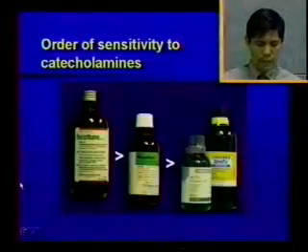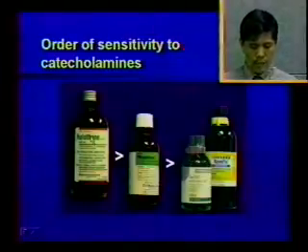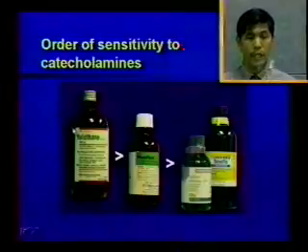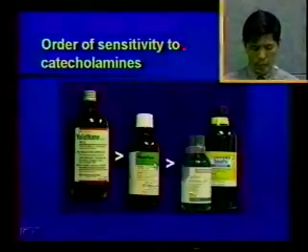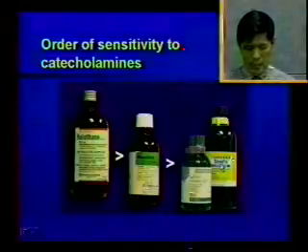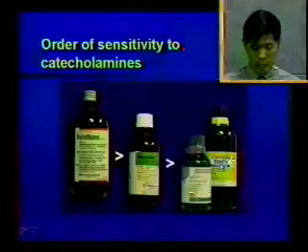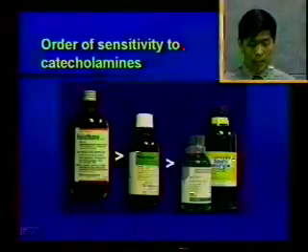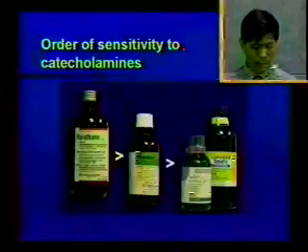This is just the order of sensitivity to catecholamines of these inhalant agents. So again, just a quick review here. Halothane is really highly arrhythmogenic. The second in line is methoxyflurane, and these two, sevoflurane and isoflurane, don't sensitize the heart to the effect of catecholamines. So they're very good for cases wherein there's an existing dysrhythmia.